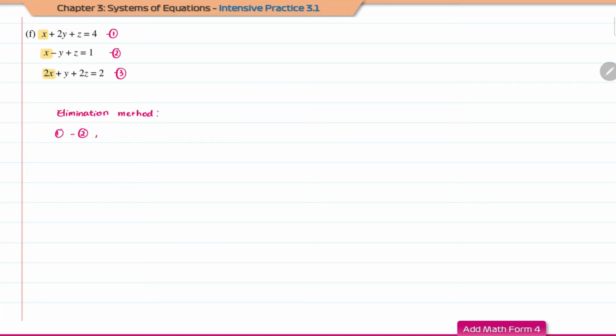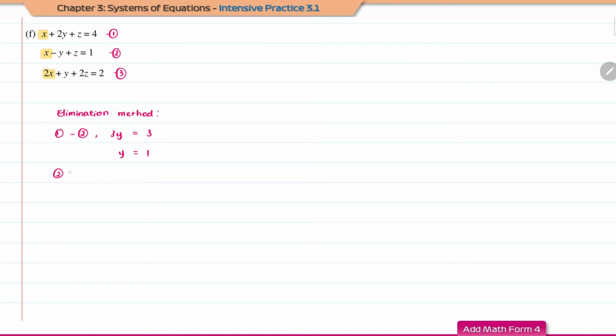So x minus x is equal to 0, and then 2y minus negative y, you're going to have 3y. And z minus z is equal to 0, and 4 minus 1 is equal to 3. So therefore y is equal to 3 divided by 3, y is equal to 1. So next I'm going to use equations 2 and 3. And I want to eliminate the x as well.